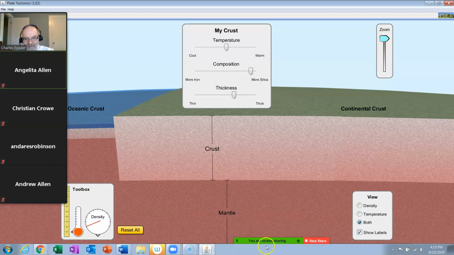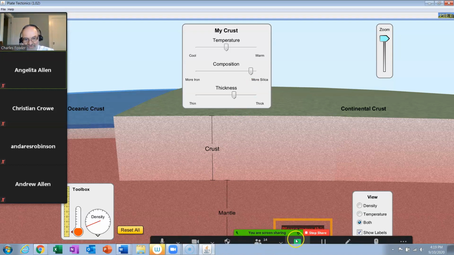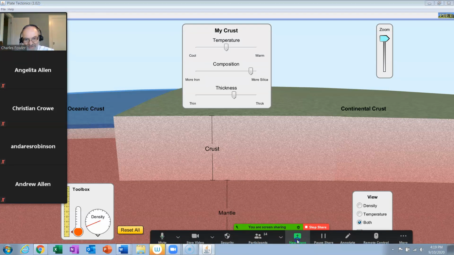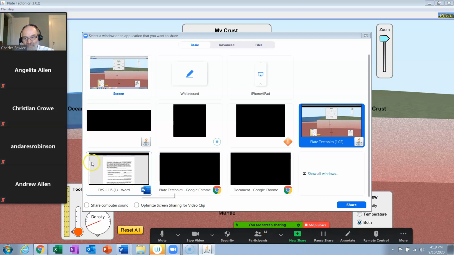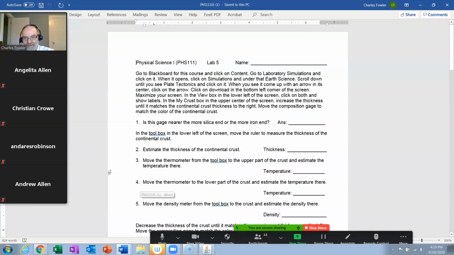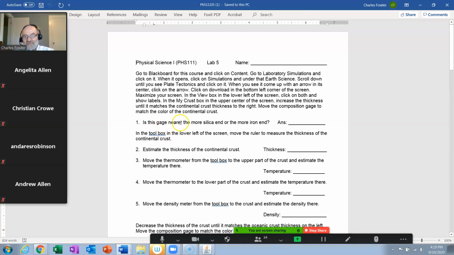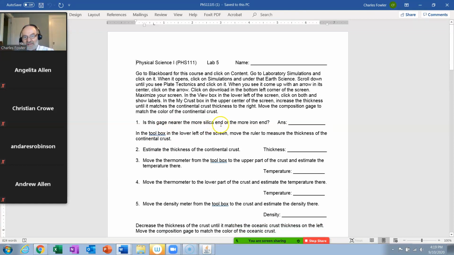Okay. All right. This is slow as molasses here, folks. All right. First question. Is the gauge nearer the more silica end or the more iron end? It was near the more silica end.